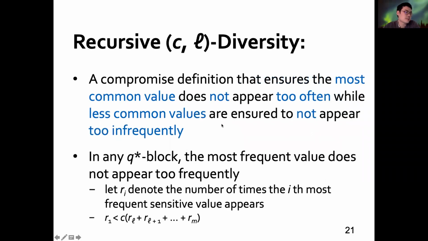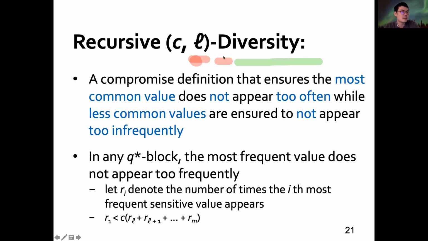And then we have the recursive (c, l)-diversity. So what does this mean? This compromises the definition of the previous entropy l-diversity a little bit. We ensure that the most common values do not appear too often, while less common values are ensured to not appear too infrequently. That means it's fine if you have lots of flu, but you cannot have just, let's say, one cancer and then a bunch of, for example, heart disease. You want to still have some cancers and some heart disease. So this is our requirement.